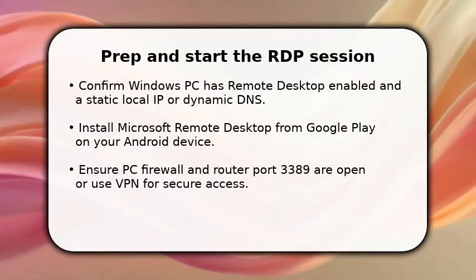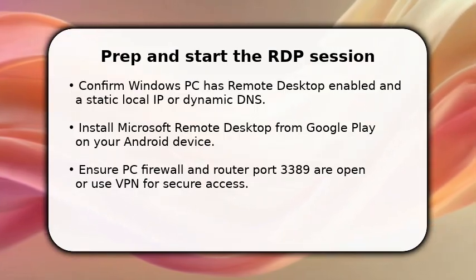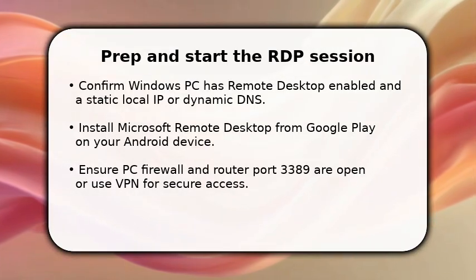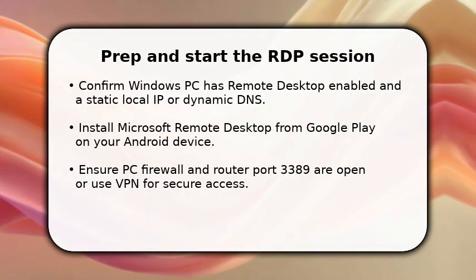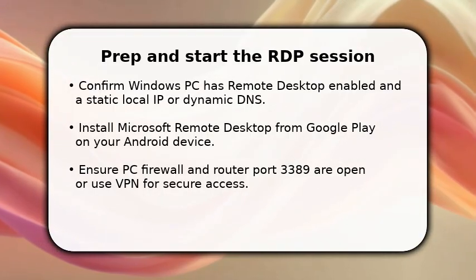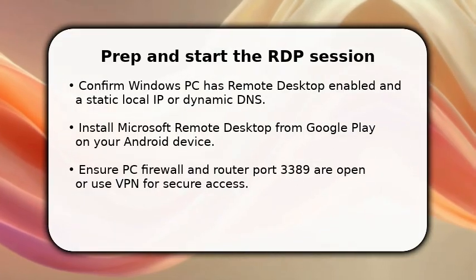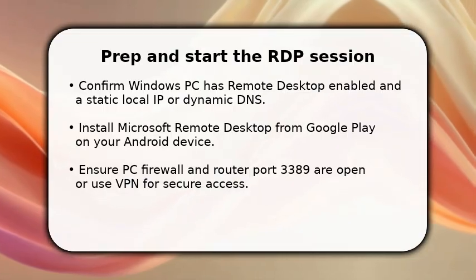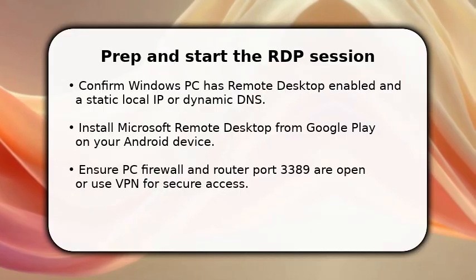You begin by making the host reachable. Enable remote desktop on the Windows PC and assign a static IP or set up dynamic DNS. On your Android, install Microsoft Remote Desktop and grant network permissions. Once done, verify port 3389 is allowed through the PC firewall or plan to connect via a VPN. This prevents exposing RDP publicly.